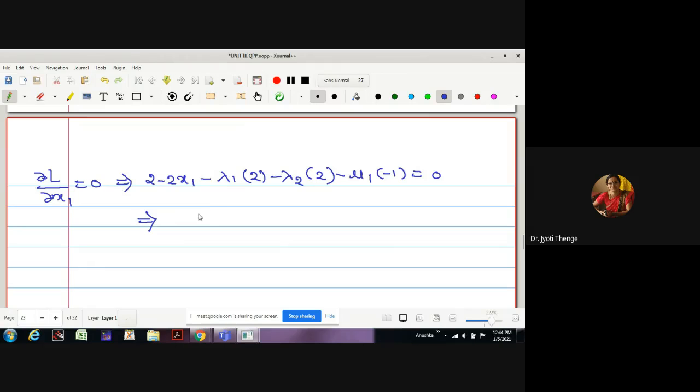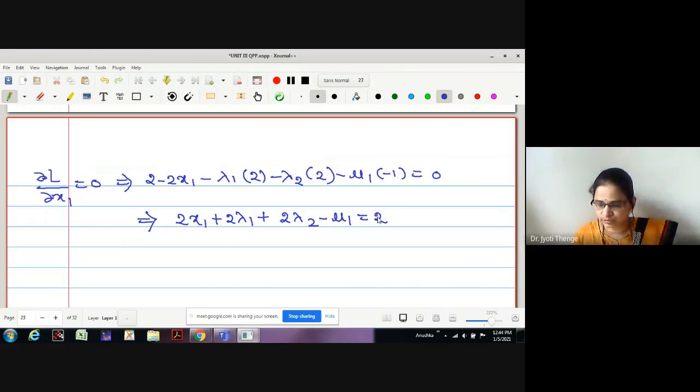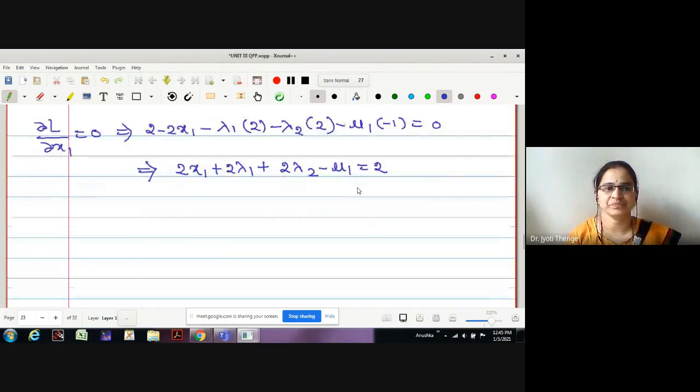Let me just simplify the equation. Let me multiply throughout by a negative sign. This becomes minus 2. Let me shift it to the right. This is 2x1 plus 2 lambda 1 plus 2 lambda 2, minus minus, this becomes plus, multiplying the negative, this is minus mu 1 equal to 2. Is that fine? The first equation we have obtained.